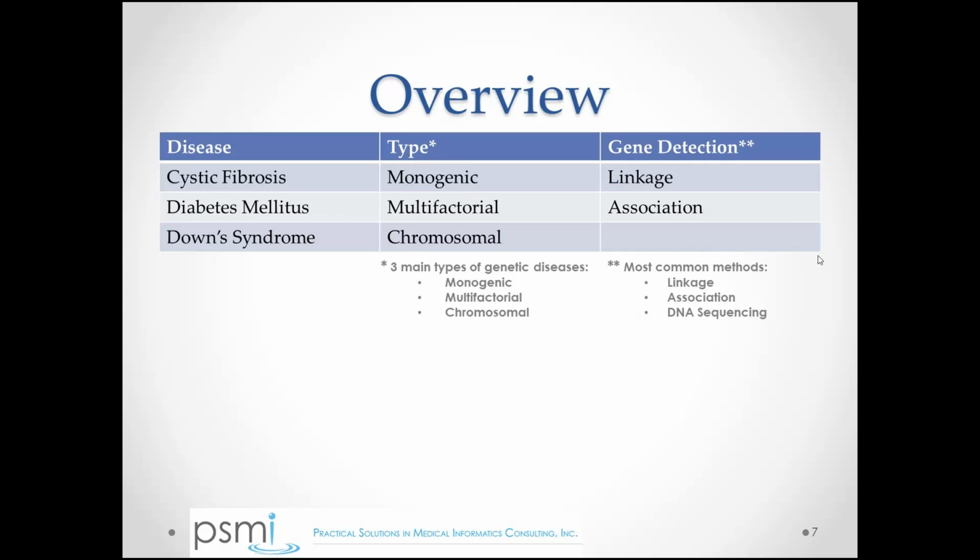And there's three common methods that are used for gene/mutation detection. And today we'll be looking at the gene detection method called linkage. And we'll be looking at that in the context of how we figured out the genetics of cystic fibrosis. And we'll be looking at the detection method of association, specifically with respect to diabetes.